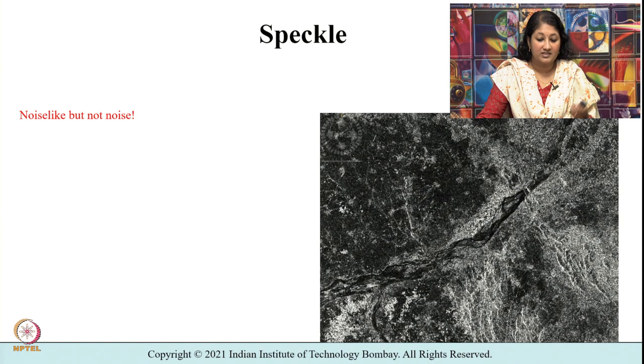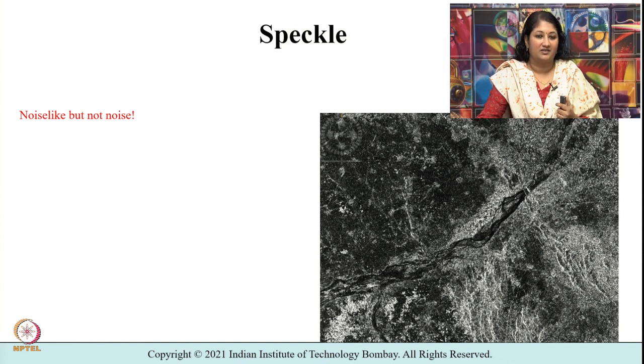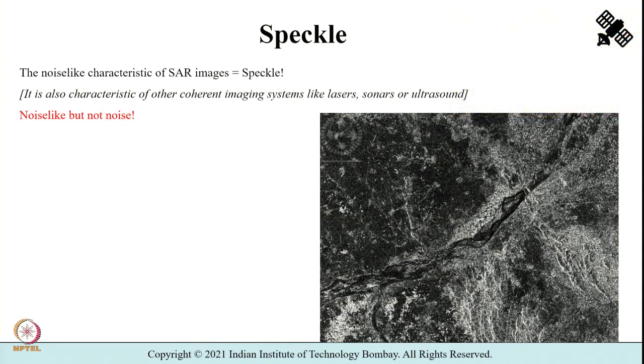So, firstly, let us see how speckle looks like in a synthetic aperture radar imagery. The data like what you see on your screen is not easy to work with, and SAR imagery can be provided in different formats, of which, as I mentioned earlier, the raw data is not that easy to work with. Nevertheless, all the SAR imagery shall exhibit a characteristic property known as speckle. They say speckle is noise-like but not noise. But nevertheless, all coherent imaging systems like lasers, sonars or ultrasound shall exhibit this salt and pepper noise, that is, grainy appearance.